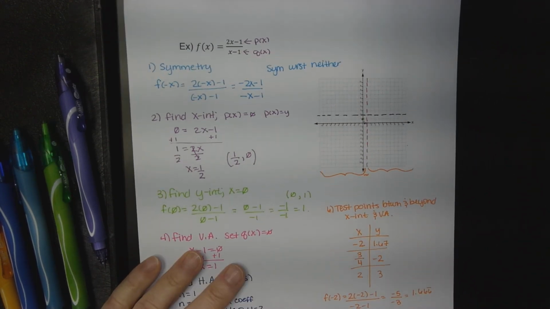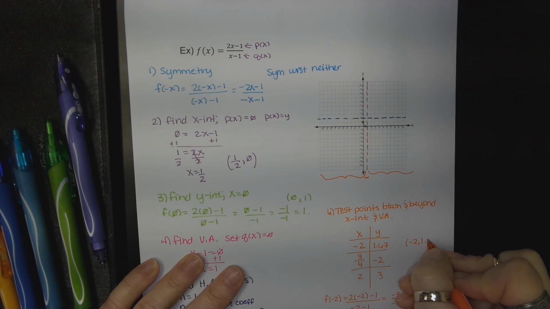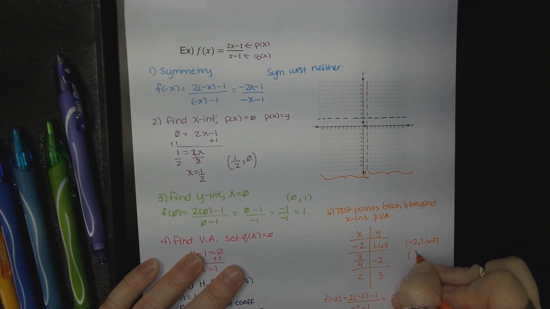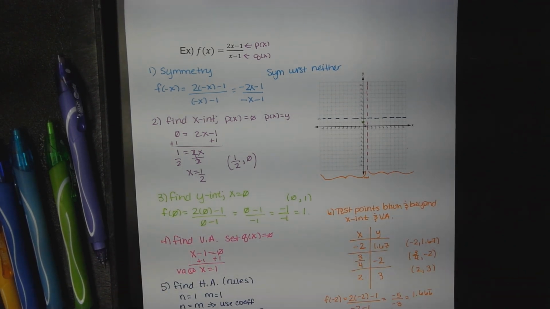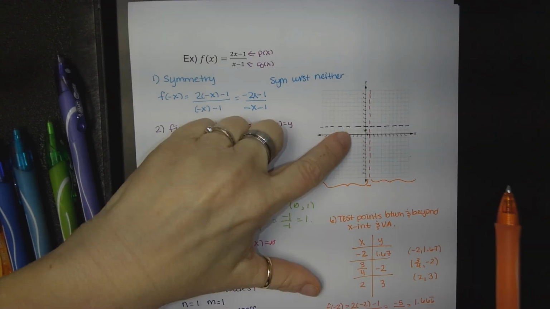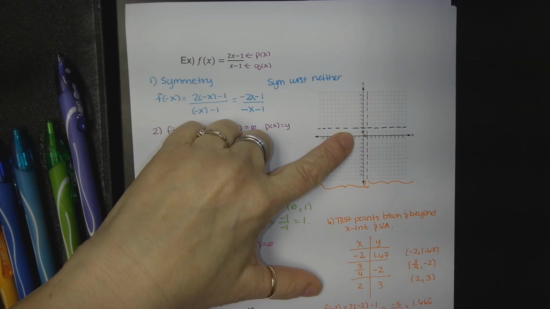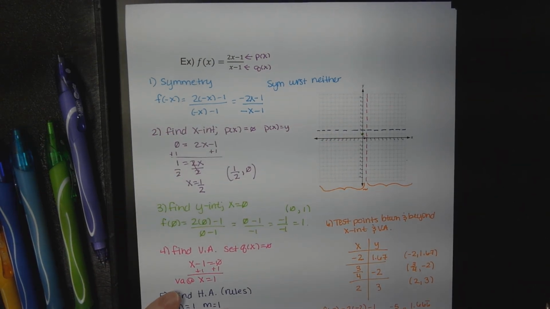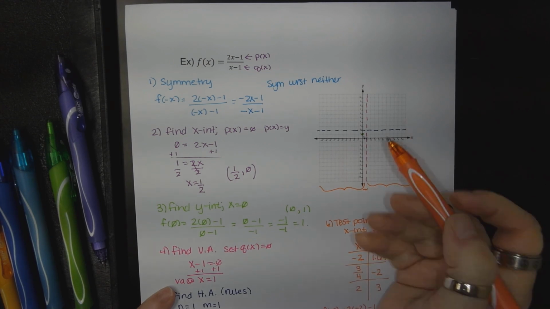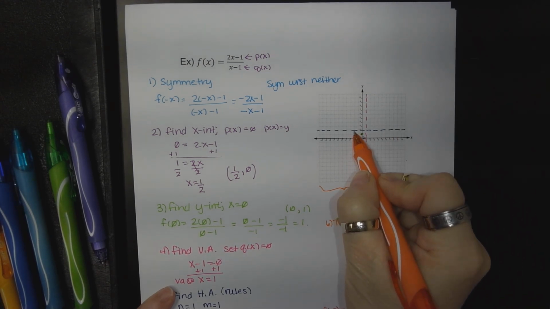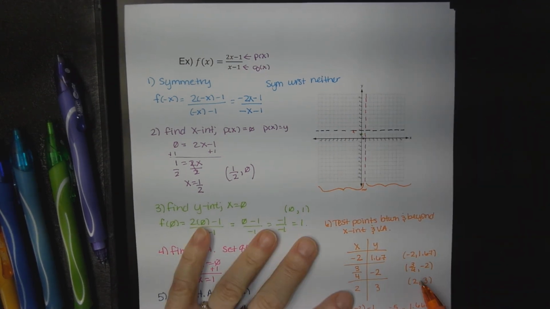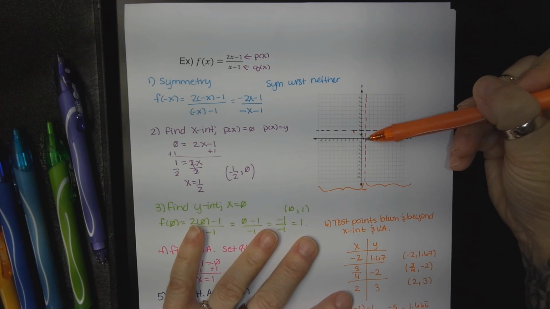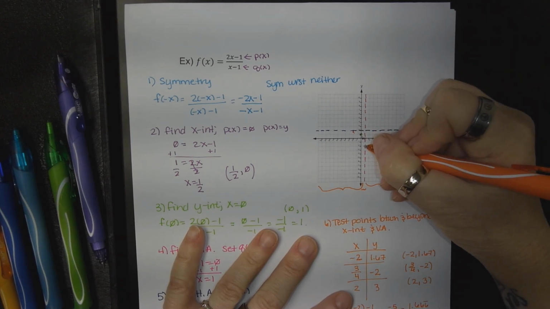We could write these like ordered pairs. So this could be negative 2, comma 1.67, 3/4, negative 2, and 2, comma 3. Now we can put those on the graph and see how it's going to graph for us. So at negative 2, we're going to get 1.67. So at negative 2, 1.67, it's going to be somewhere right in here. Terrible dot, sorry. Didn't mean for it to run off. At 3/4, here, it's going to be negative 2. So it's going to be somewhere down here.